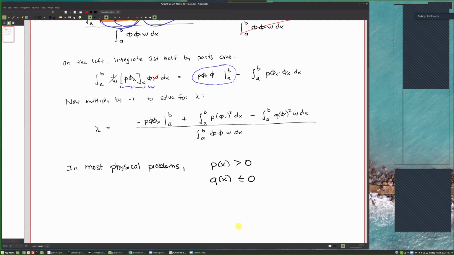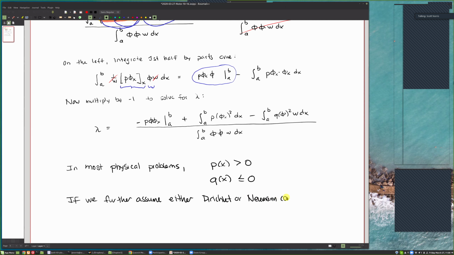Okay. If we further assume that we have either Dirichlet or Neumann conditions, what have we just shown? I should say homogeneous Dirichlet or Neumann conditions.